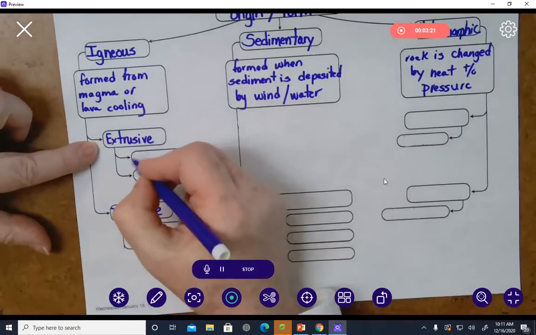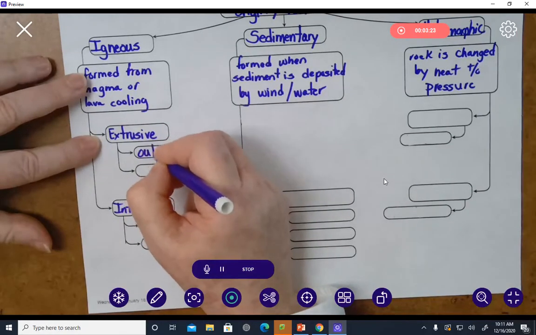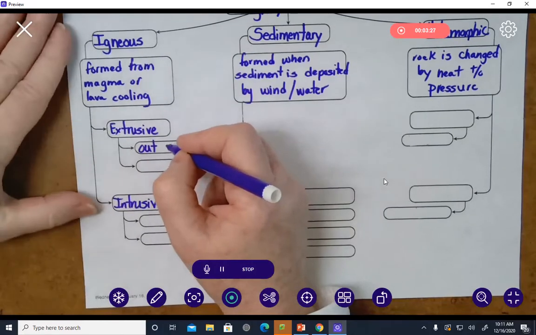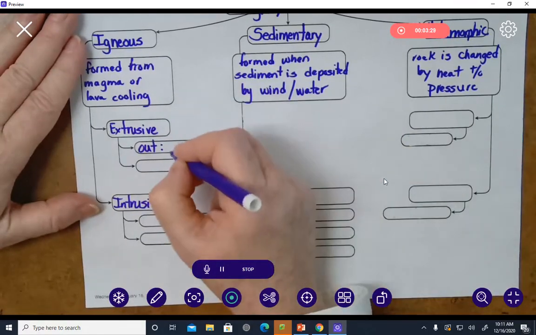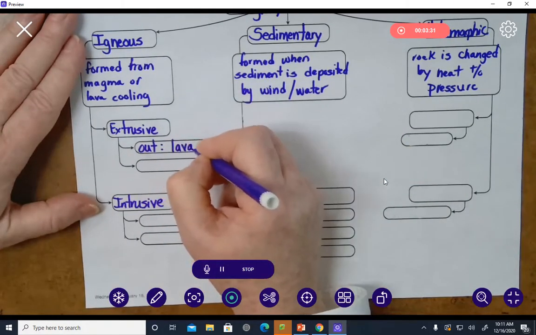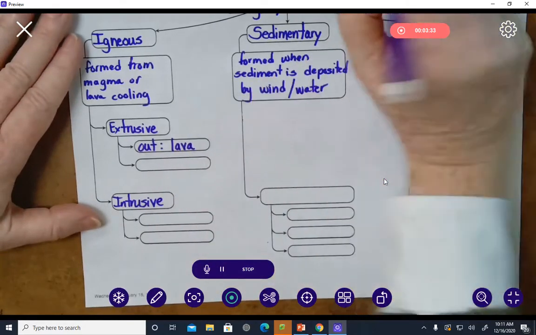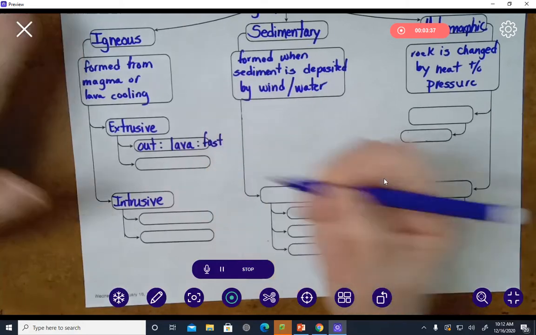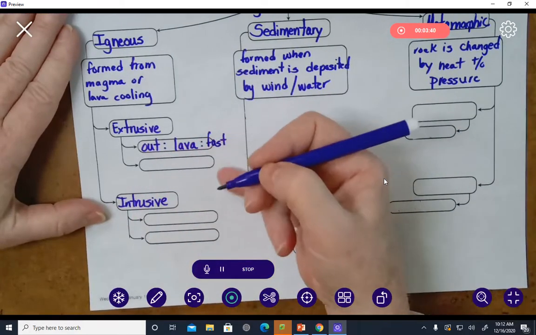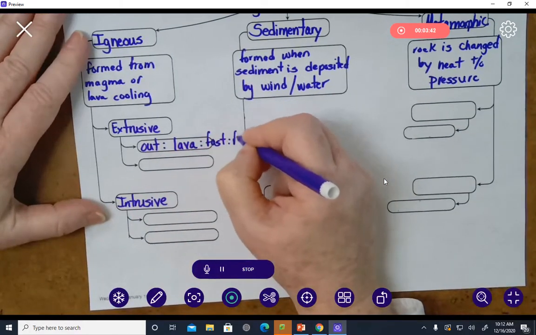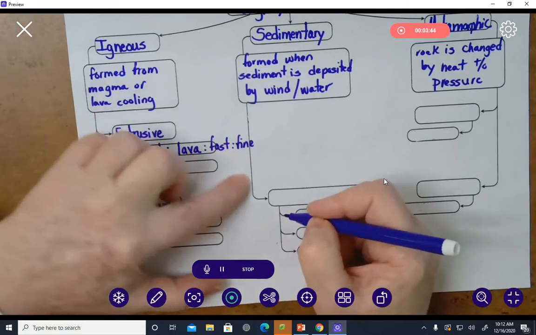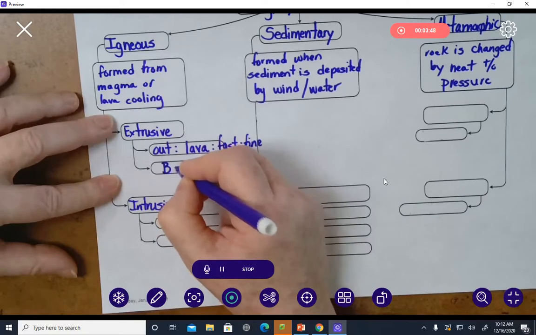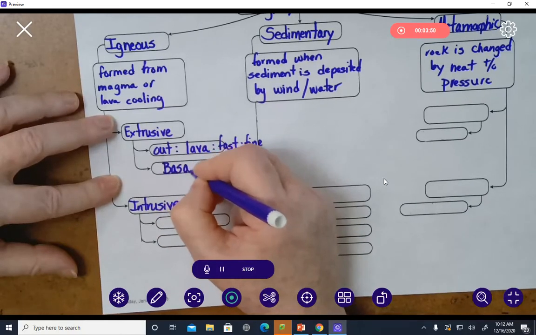Extrusive means that it was formed outside. It was outside, on top of the earth. So that was what we say is formed from lava. And you could keep going, which means that it cools fast. You can keep going, which means that it has fine crystals. Remember, all of those were in our notes. And one of the most common extrusive is basalt.